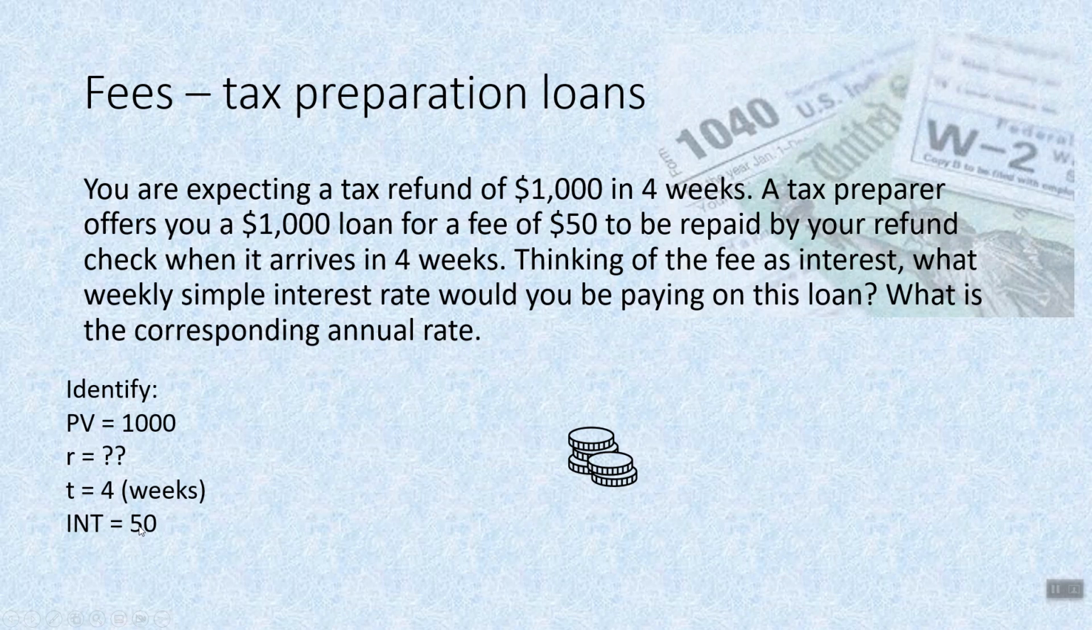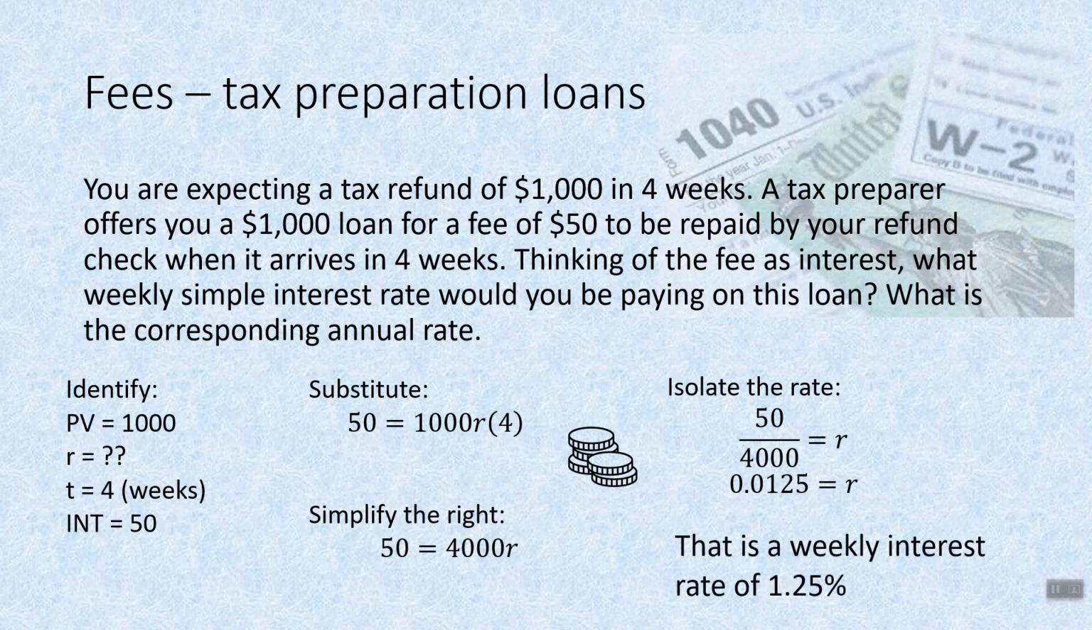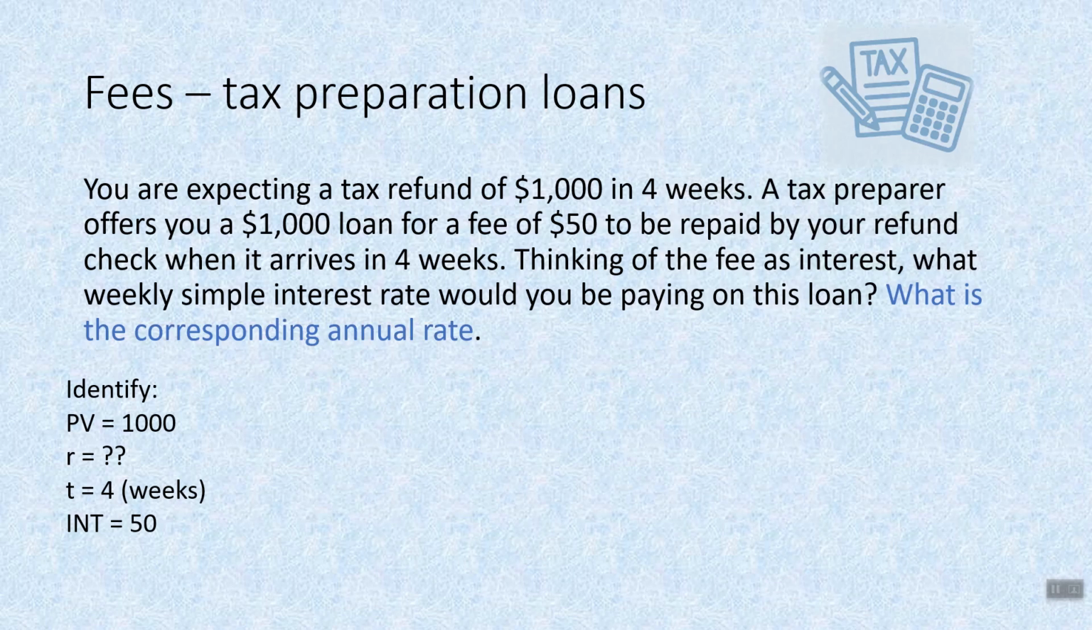We could find our rate, right? And we want a weekly simple interest rate. So this rate is going to be weekly. So I could use 4 for my weeks. We're going to substitute, and we're going to combine on the right-hand side, right? 4 times 1,000 is 4,000. We still have our R. We'll isolate the R value and find that this is a weekly interest rate of 1.25%, which that's a pretty small number. We don't really think much of it. That's not too bad, right? I can handle that. But this is the key.